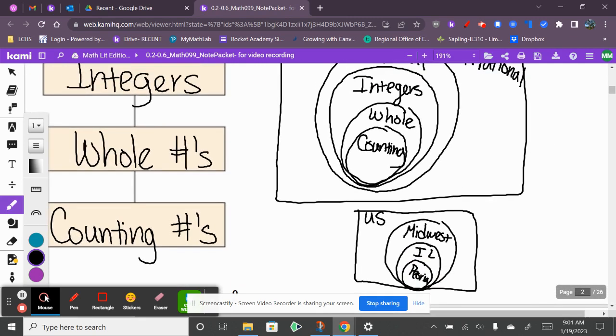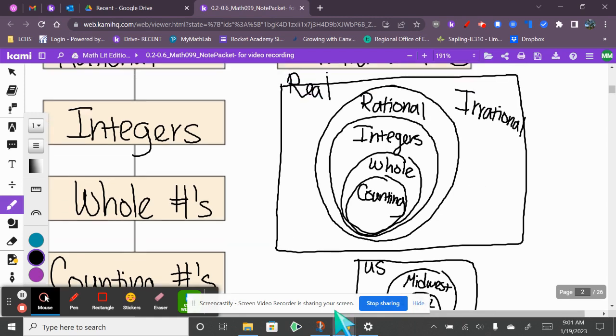So one thing that you want to have as an idea is Peoria will always also be in Illinois and in the Midwest and in the US. But not every place in the US is going to be in the Midwest or Illinois or Peoria. So we can say that counting numbers are always going to be whole, integers, and rational numbers as well. But we can't say that every rational number is going to be a whole number or a counting number. We can't go the other way. So we can take our most specific and say that it's the other ones, but we can't go the other direction.